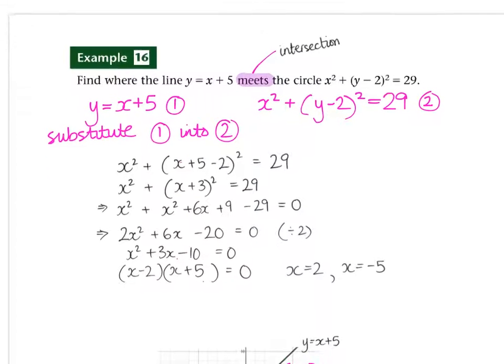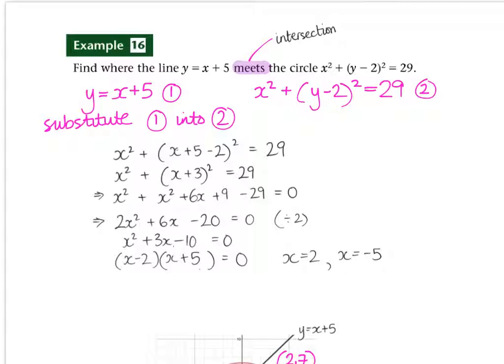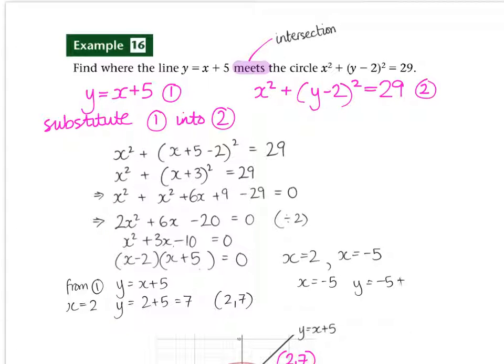We've then got to move on and find the y coordinates. It's like simultaneous equations from C1. So from 1, y is equal to x plus 5. So when x is equal to 2, y is equal to 2 plus 5, so that's the point 2, 7. And when x is equal to minus 5, y is equal to minus 5 plus 5, which is equal to 0. So that's the point minus 5, 0.